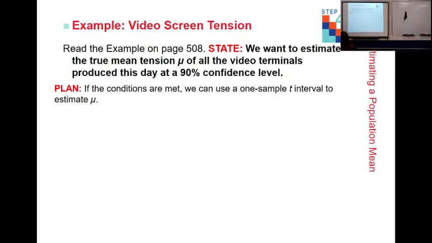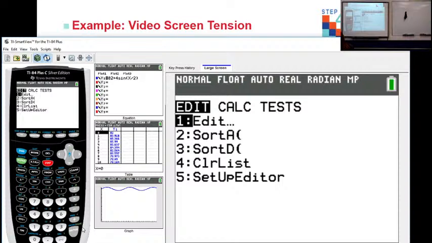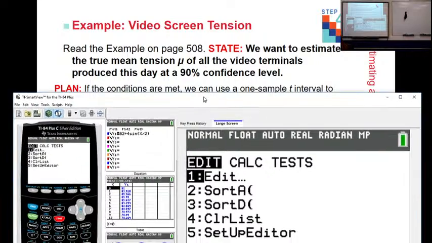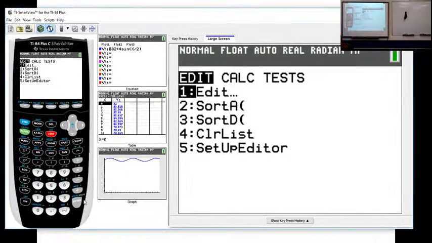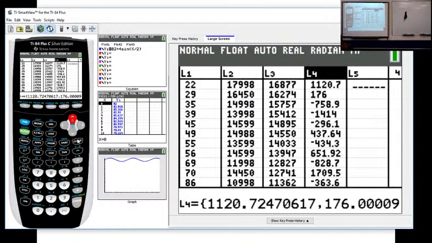So first off, in your calculators, I want you to put in this list. It's on page 508 if you want to put it in yourself. Otherwise, you can follow along with the values I'm putting in. Man, we haven't used lists in a while.